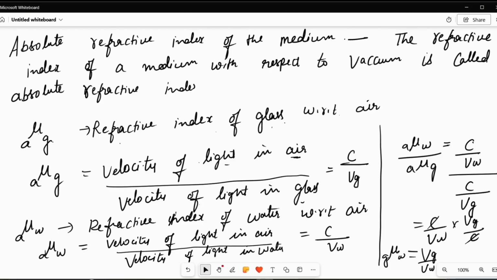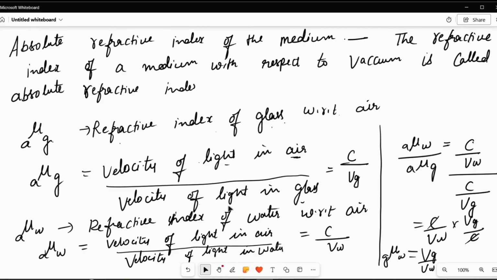So how to calculate that? Usually the table gives the absolute refractive index value. So first consider the absolute refractive index of glass. How much will it be? Velocity of light in air by velocity of light in glass. So that is C by Vg, correct? Some value they will give. Then absolute refractive index of water will be equal to velocity of light in air by velocity of light in water. That is C by Vw.